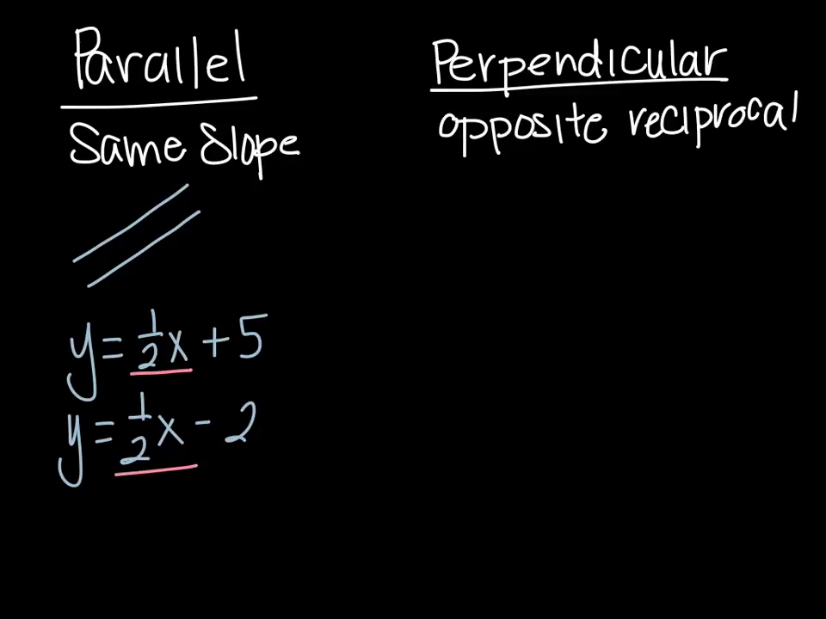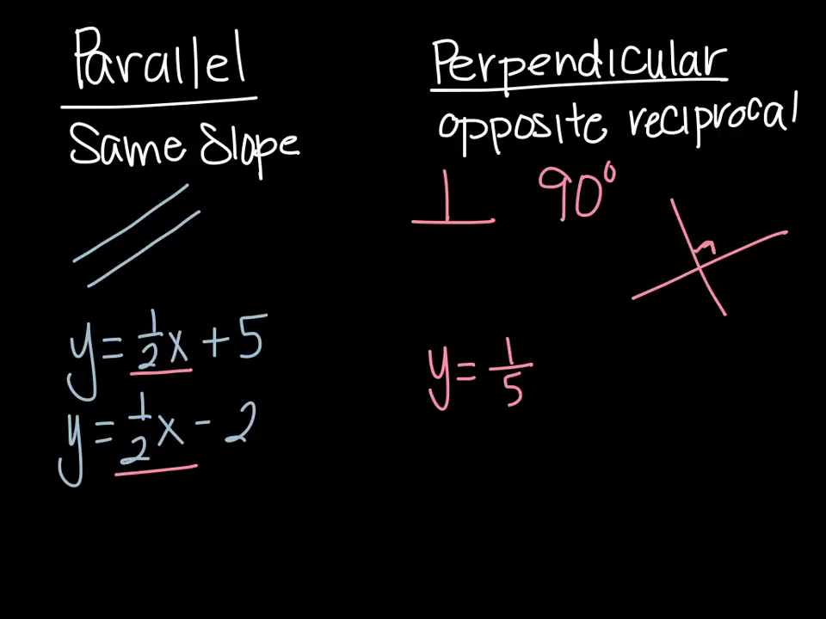Perpendicular lines form a 90-degree angle. They would look something like this. One would run this way and one would run this way, and that would be 90 degrees. They have opposite reciprocal slopes. Opposite means opposite sign. Reciprocal means it's flipped. So for example, y equals, let's go 1/5 x plus 2.